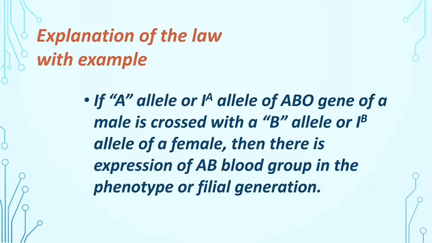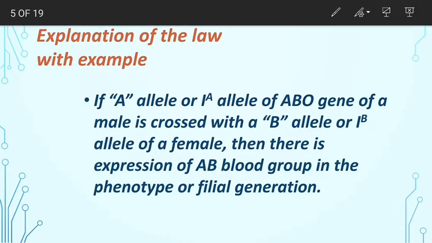In the previous videos, we have talked about the ABO blood type, and we have said that there are multiple alleles present for the expression of the ABO blood group. Now we know that for the ABO gene, there are three kinds of alleles present. One is capital IA, capital IB, and small i. That is, capital IA stands for A antigen, capital IB stands for B antigen, and small i stands for the O or the no antigen type. Now, if the A allele or the IA allele of the ABO gene of a male is crossed with the B allele or IB allele of a female, then there is expression of AB blood group in the phenotype of the filial generation.